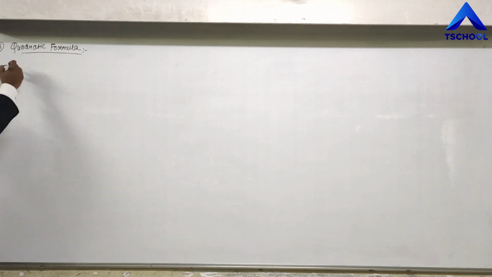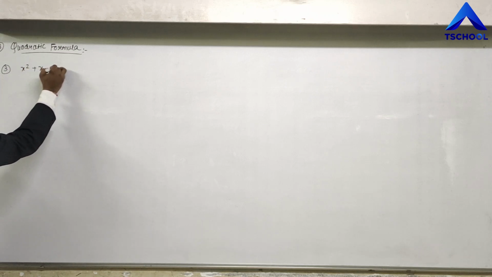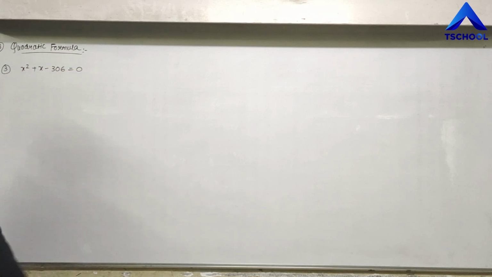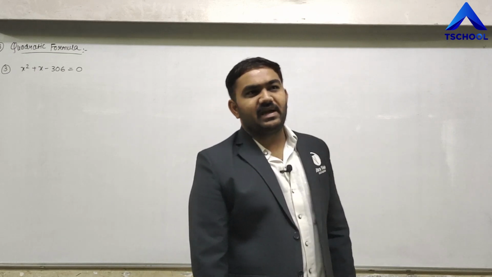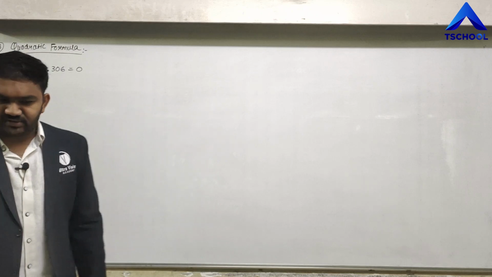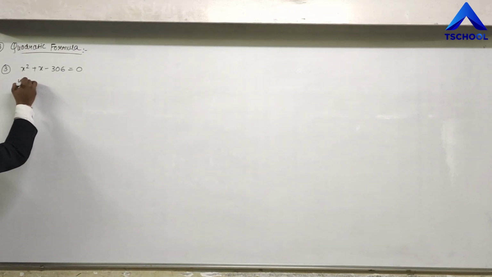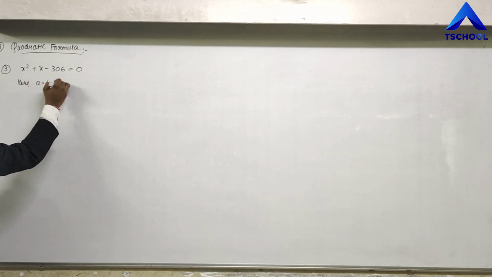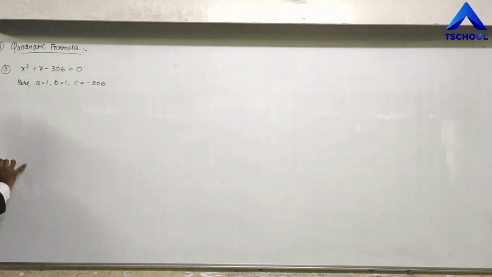Okay, so we have solved two examples. Let us see the third one. I am having an equation again, x square plus x minus 306 equal to 0. See friends, this equation is again taken from the very first topic, the formation of the quadratic equation, right? Let us verify that we are getting the roots perfectly or not. So here a equals 1, b equals 1 and c equals minus 306.